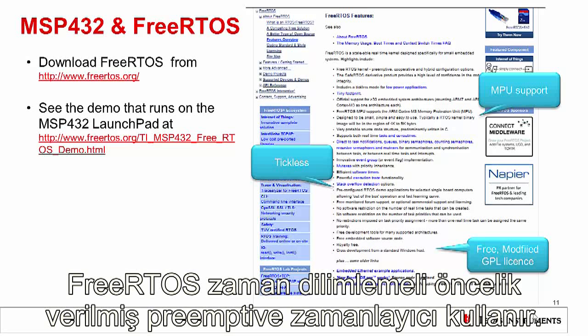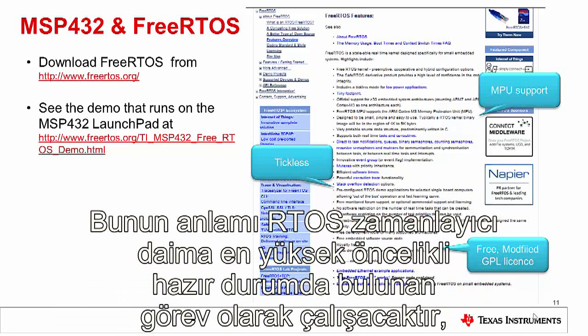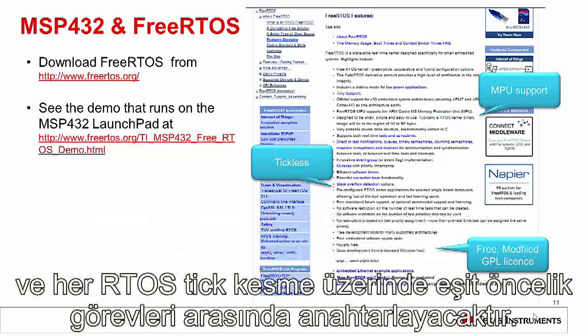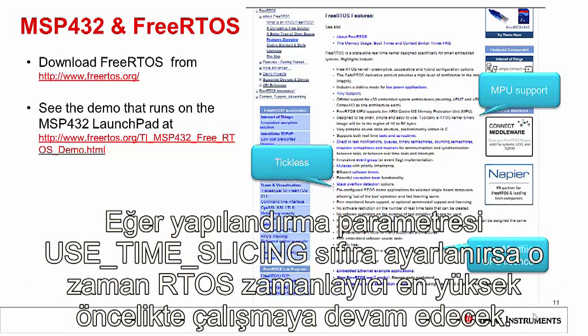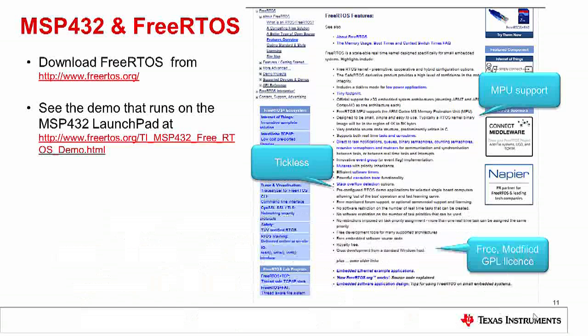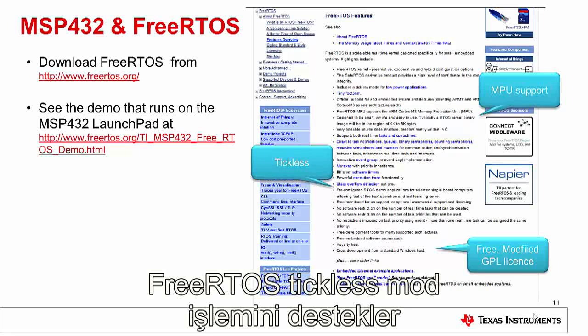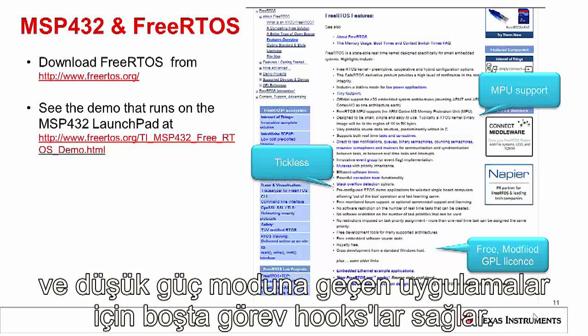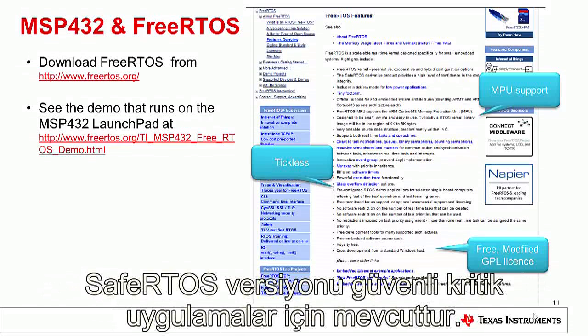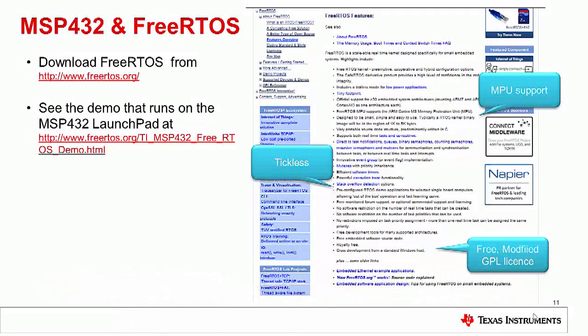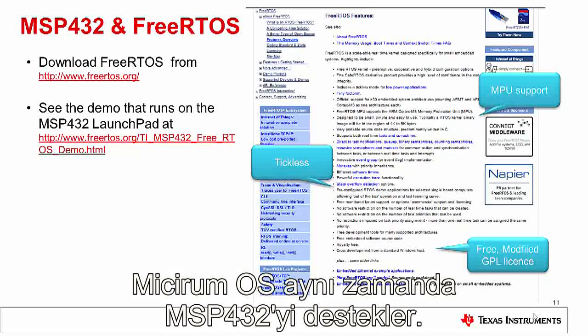FreeRTOS uses prioritized preemptive scheduling with time slicing. This means that the RTOS scheduler will always run the highest priority task that is in a ready state, and will switch between tasks of equal priority at every RTOS tick interrupt. Using config parameters, you can also modify the scheduler to continue to run the highest priority task that is in the ready state without the switching for every tick. FreeRTOS supports tickless mode of operation and provides idle task hooks for applications to enter low power modes. A SafeRTOS version of FreeRTOS is available, which has been certified for safety critical applications.